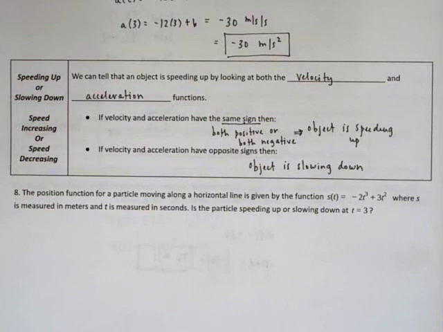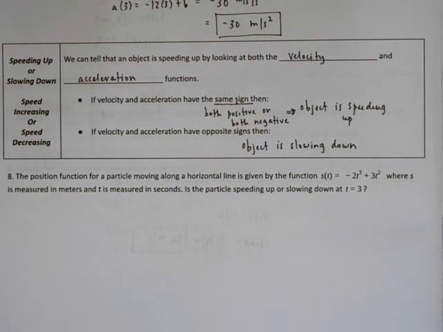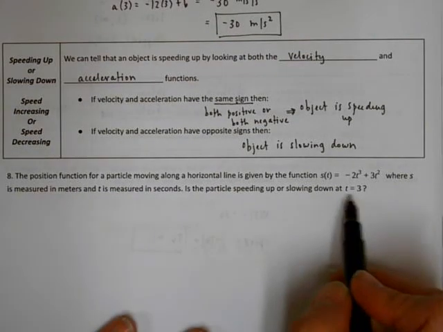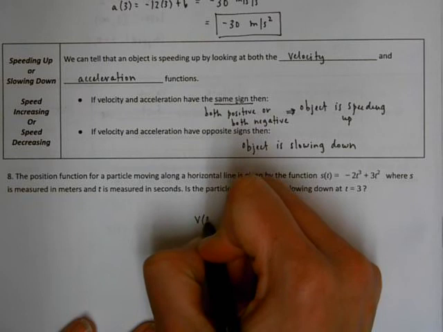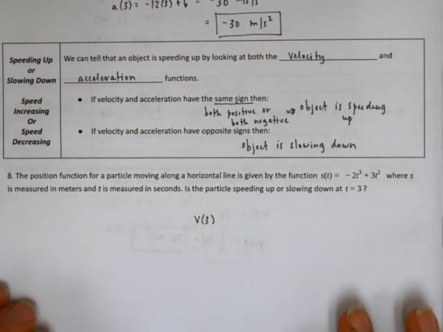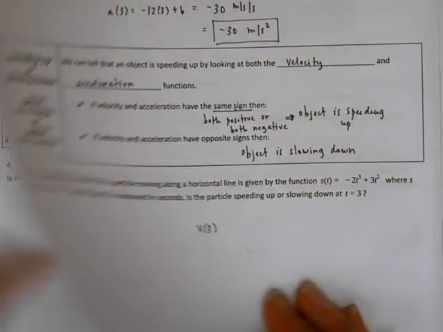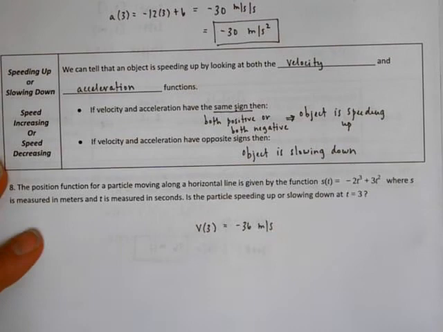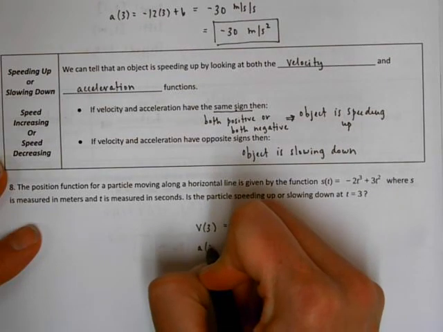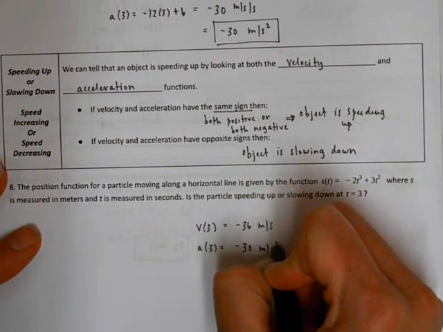All right, so our question here, back to our same old position function, is asking us, is our particle speeding up or slowing down at time t equals 3? So I know I need to compare two things. I need to compare the velocity at time 3. That value we knew, I have to peek back because I don't remember it. The velocity at 3 was negative 36 meters per second. The acceleration at time 3 we just found, that's negative 30 meters per second squared.